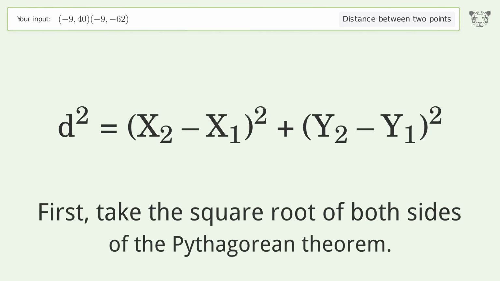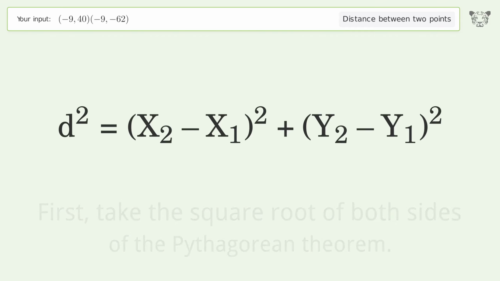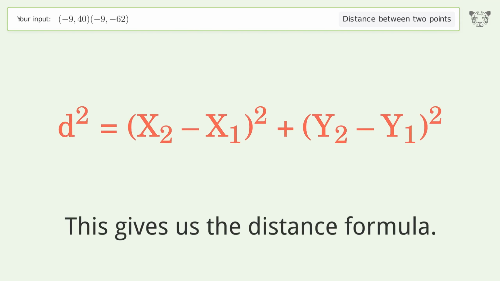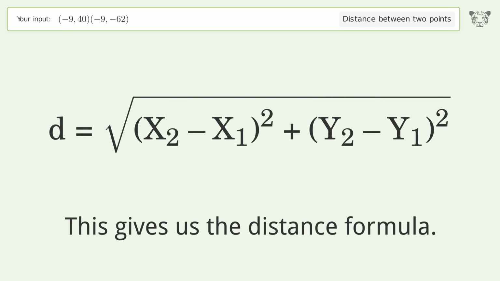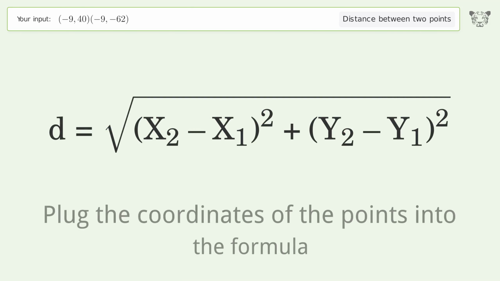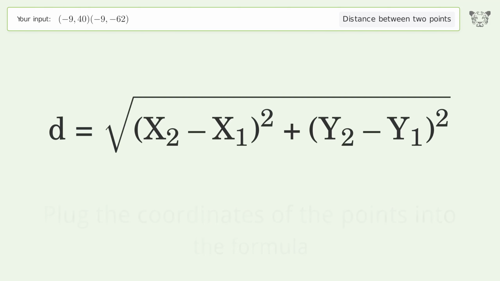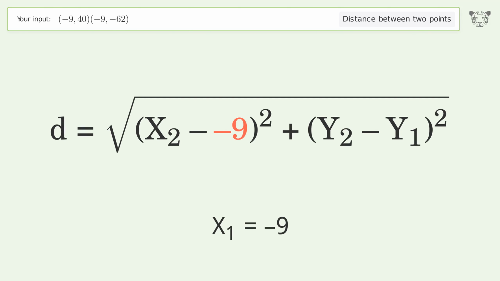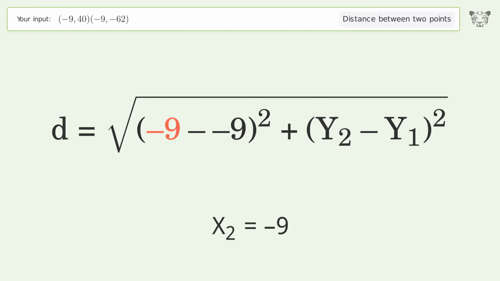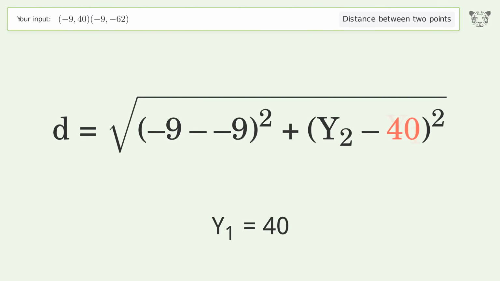First, take the square root of both sides of the Pythagorean theorem. This gives us the distance formula. Plug the coordinates of the points into the formula. x1 equals -9. x2 equals -9. y1 equals 40. y2 equals -62.